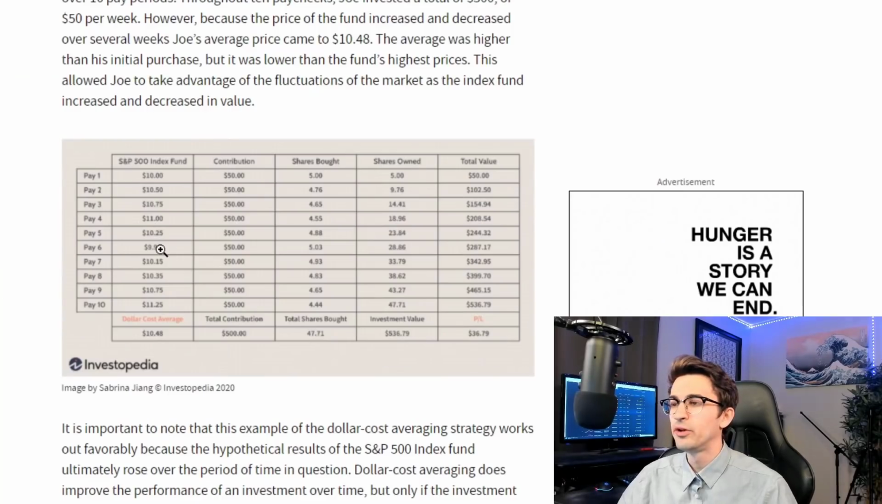All right, guys, so I'm going to go over a quick example in this article and then show you my own example, how I would do a spreadsheet. So this is showing purchases in the S&P 500 index fund and how many shares you can get. On payday one, you would be buying the S&P 500 at $10 per share. You're only putting $50 in at a time per paycheck, which is a small amount.